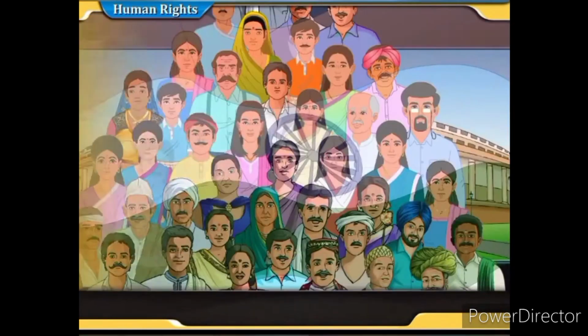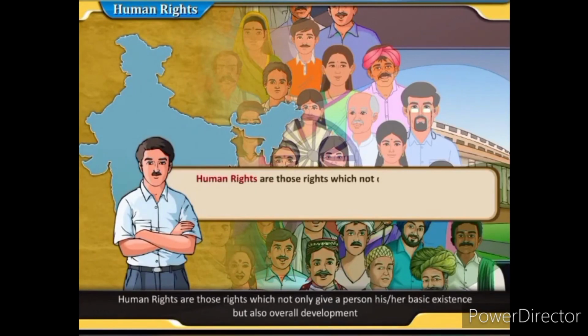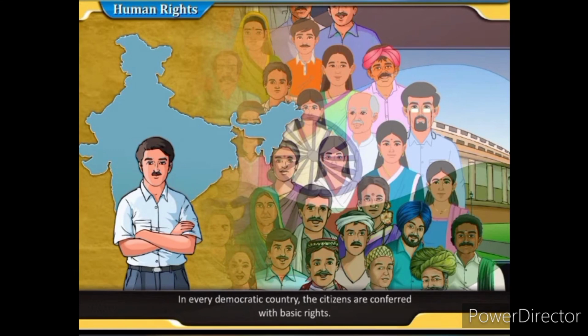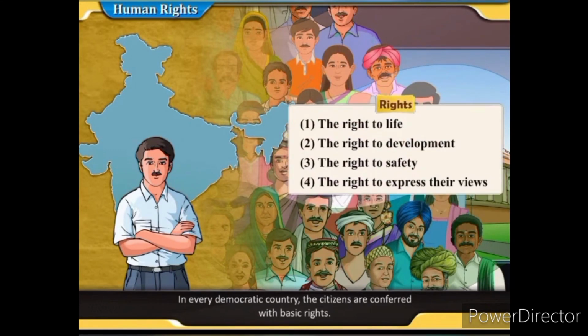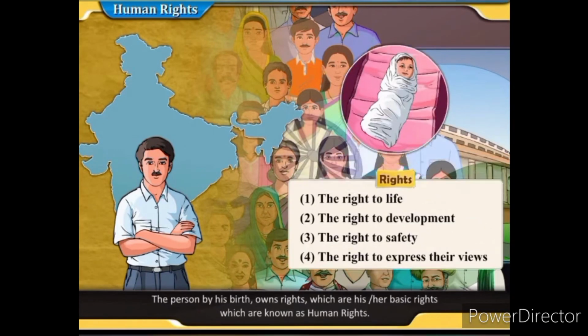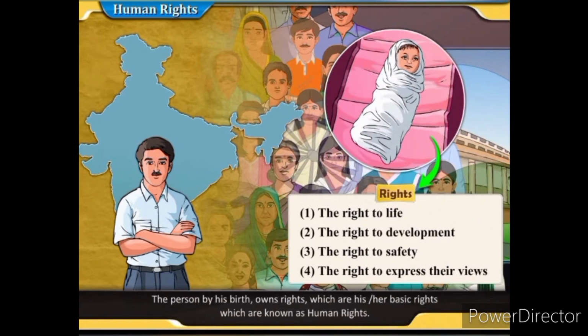Human rights. Human rights are those rights which not only give a person his or her basic existence, but also overall development, in which society helps to construct an environment which enables him or her to grow. In every democratic country, the citizens are conferred with basic rights. A person, not discriminated on the basis of caste, can experience the basic rights. The protection of these rights is assured by society and the nation as well. The person by his birth owns rights which are his or her basic rights, which are known as human rights.